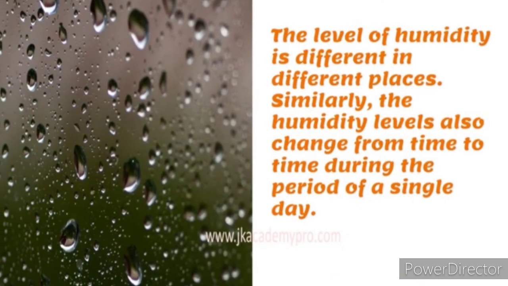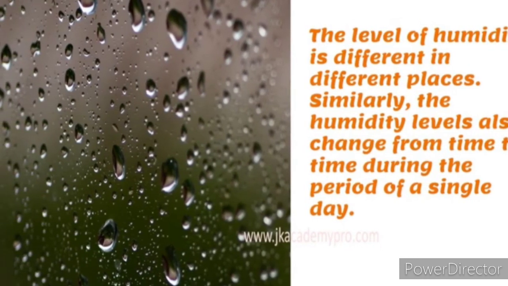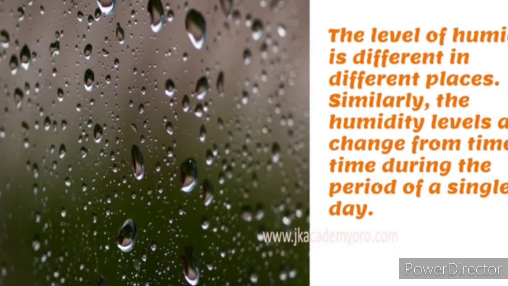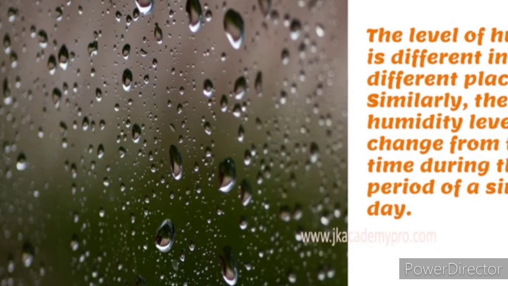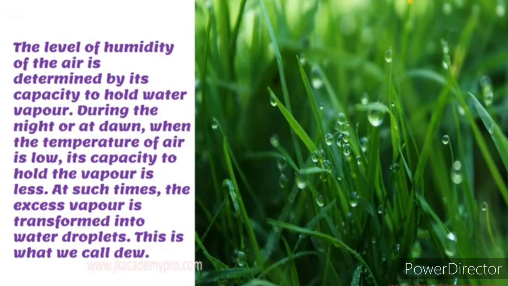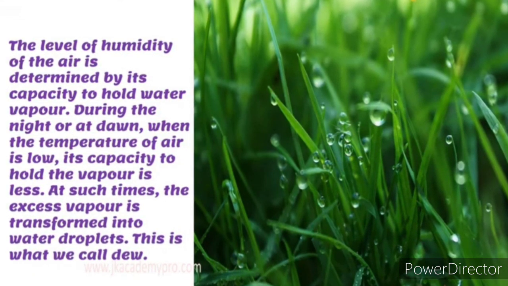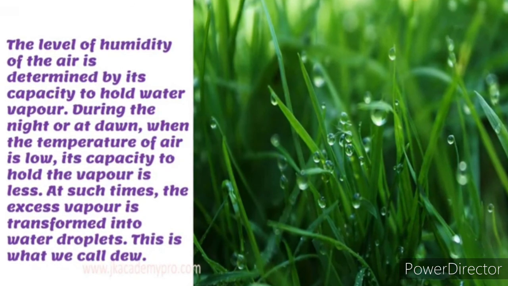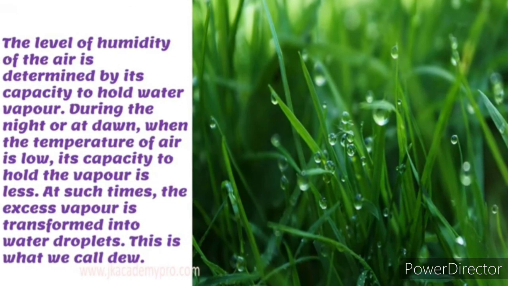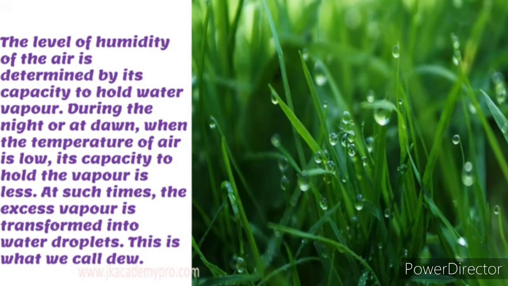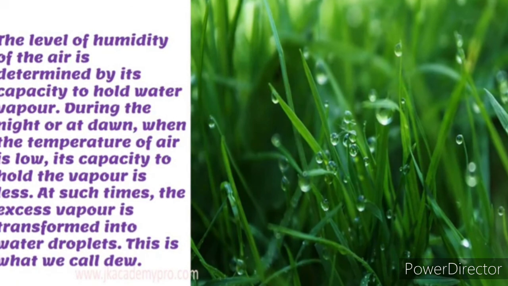The level of humidity is different in different places. Similarly, the humidity level also changes from time to time, means during the period of a single day also. Morning humidity is different, afternoon different and evening different. Humidity means what? The water vapors present in the air, that we call humidity. Okay, the level of humidity of air is determined by its capacity to hold the water vapors. Do underline this sentence in your textbook. The level of humidity of the air is determined by its capacity to hold the water vapor.